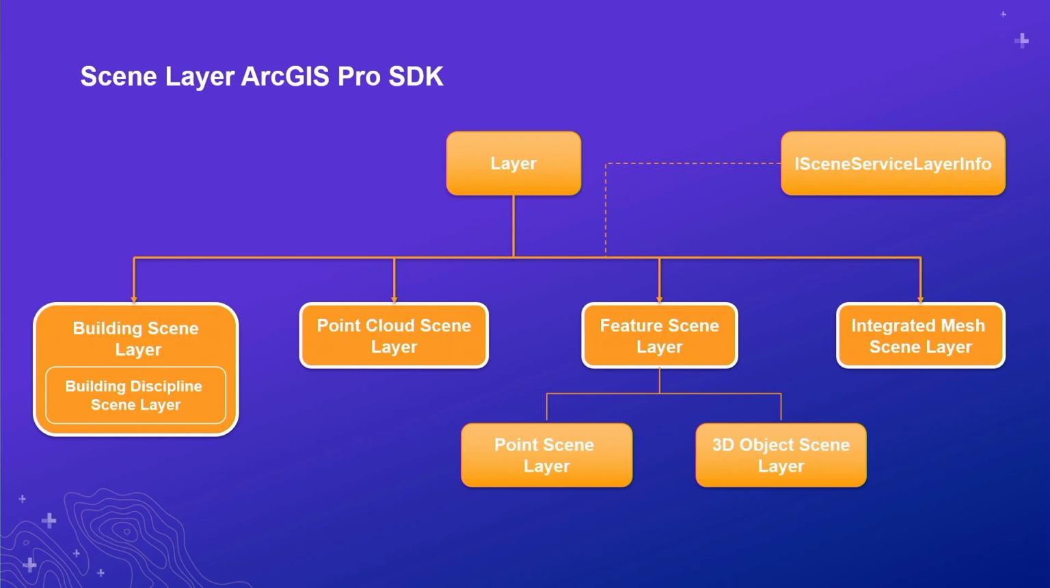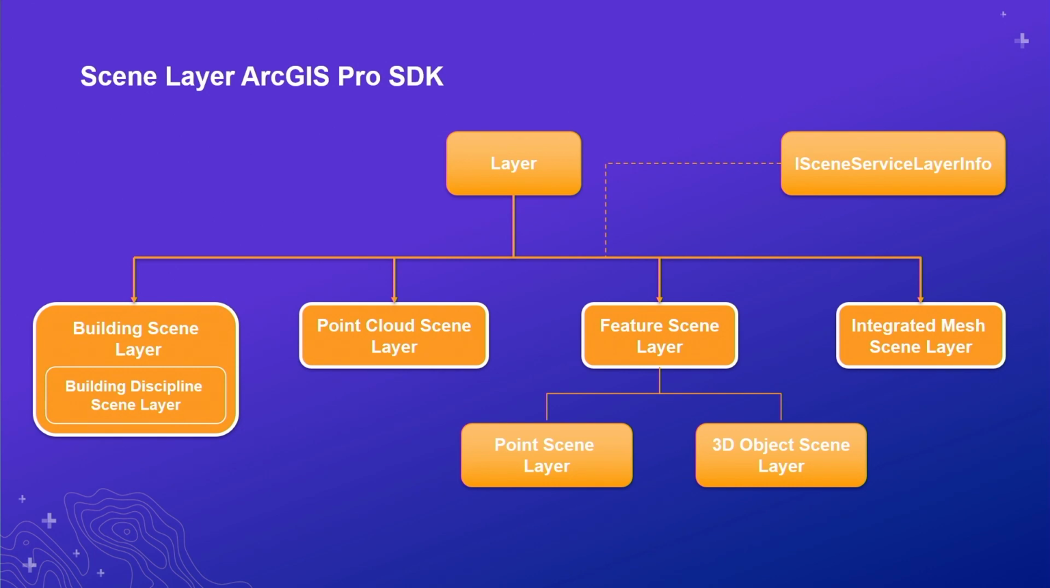Here we see an overview of the scene layer structure within the Pro SDK. In the middle, we see our main scene layer types. That is the building scene layer, the point cloud scene layer, the feature scene layer, and the integrated mesh. The feature scene layer can be of type point, which means it was created from point data, or of type 3D object, if it was created from multi-patch data.